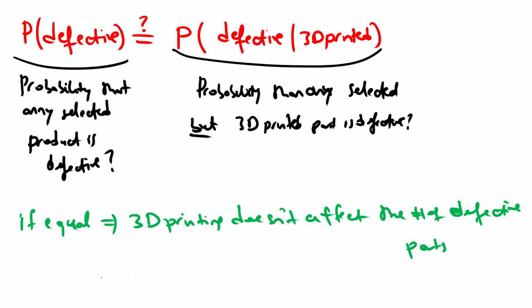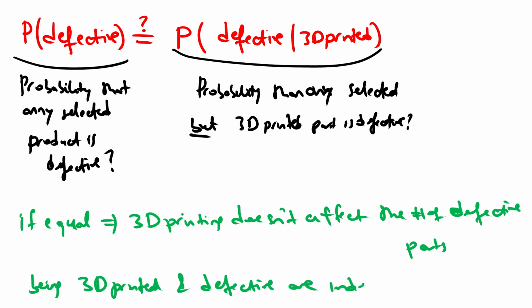So in other words, you can say that being 3D printed and being defective are independent. Some product may be defective or not 3D printed. It may be 3D printed, not defective. So it means that 3D printed and defective are two independent events. They don't affect each other. Let's check if it is true or not.